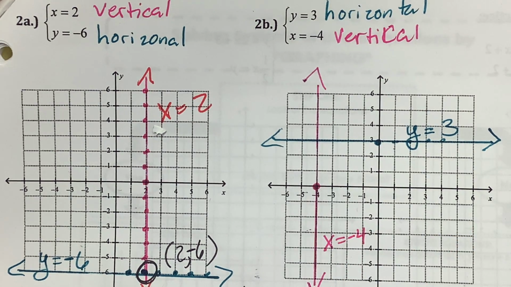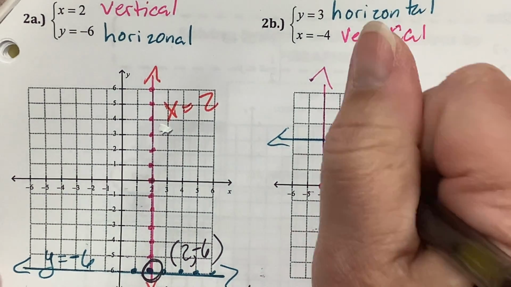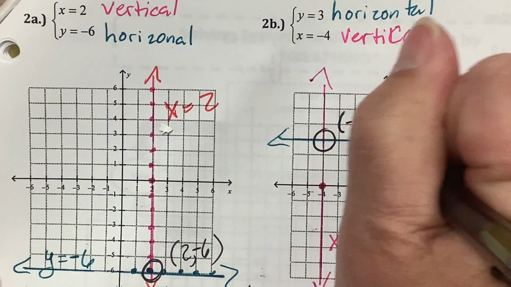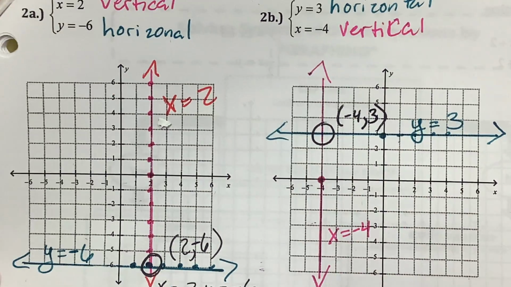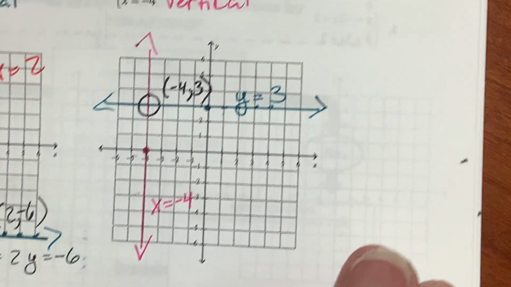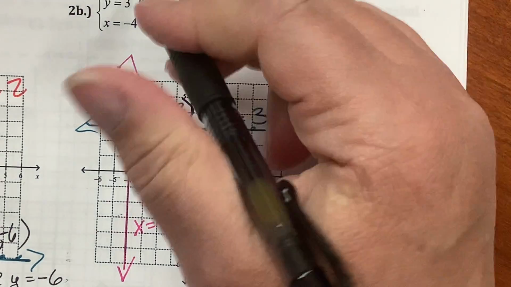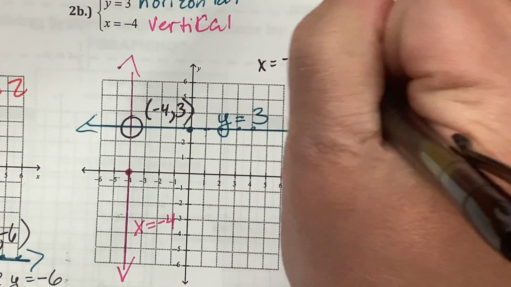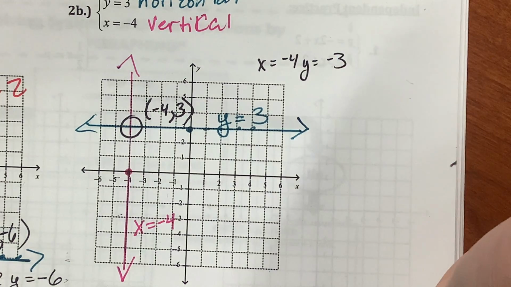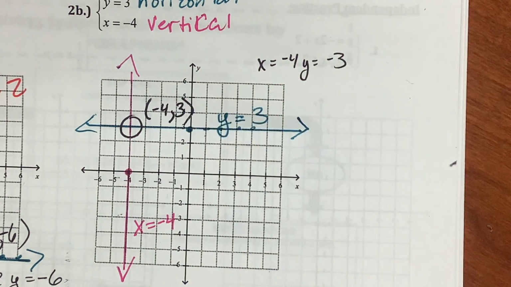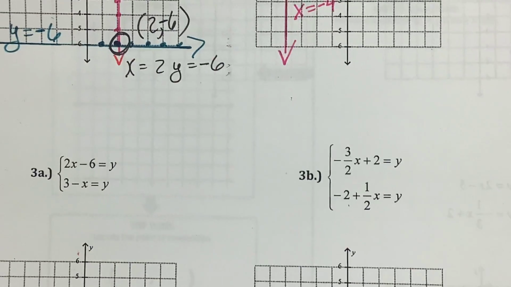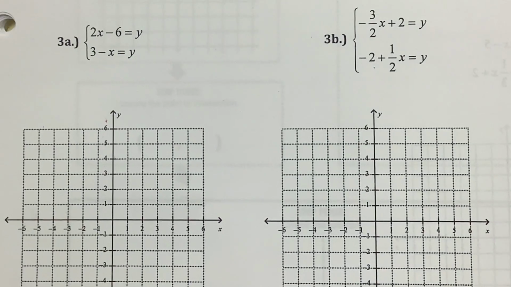And where they cross, right here at (-4, 3), or you could write it, oh, where am I? I'm over here. I could write it like this. x equals -4, y equals 3. That's the other way to write the solution. Or I could just write it like a coordinate. Okay, I got 2 more, and these are the hard ones, and I was saving them for the end.